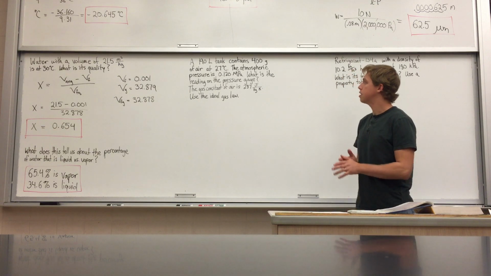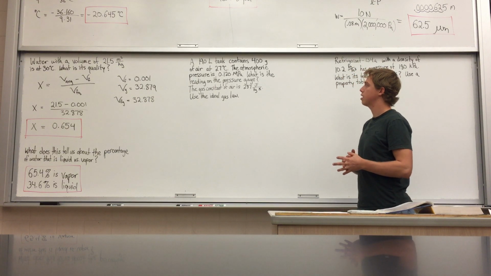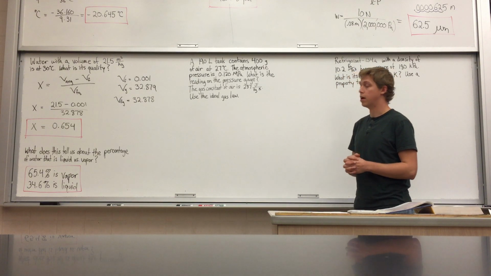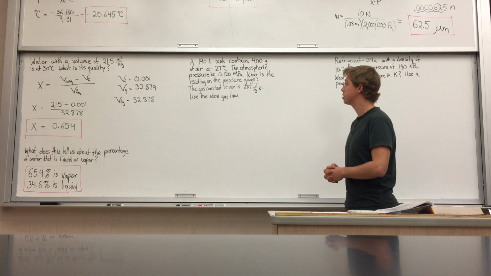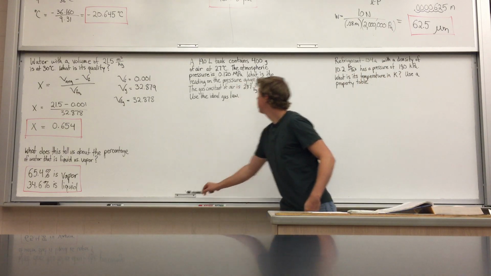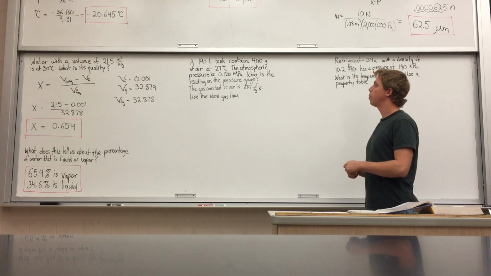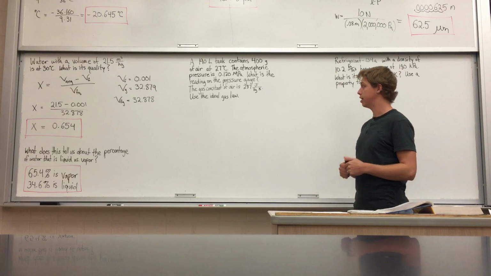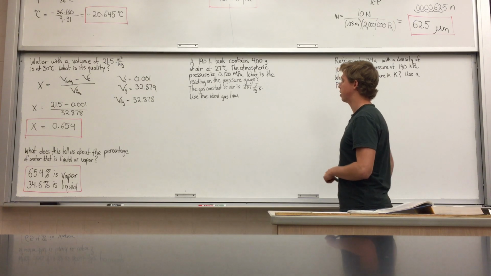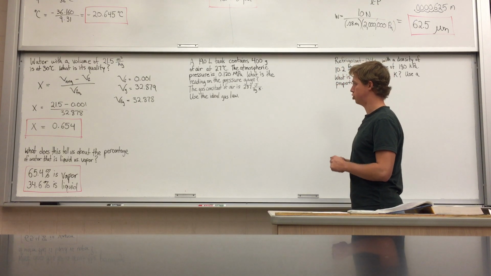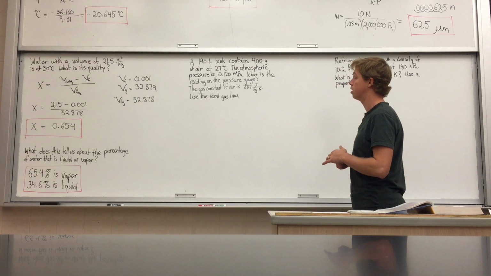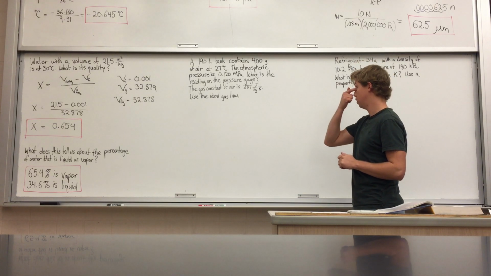Okay, next, a 190-liter tank contains 400 grams of air at 27 degrees Celsius. The atmospheric pressure is 0.120 megapascals. What is the reading on the pressure gauge? The gas constant of air is 287 joules per kilogram Kelvin. Use the ideal gas law.